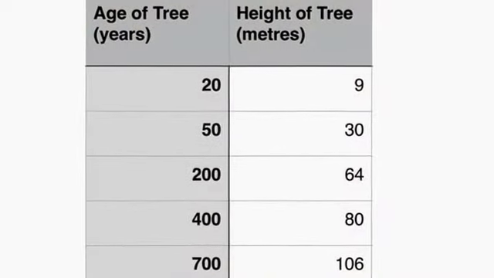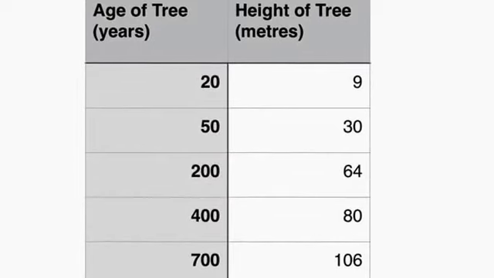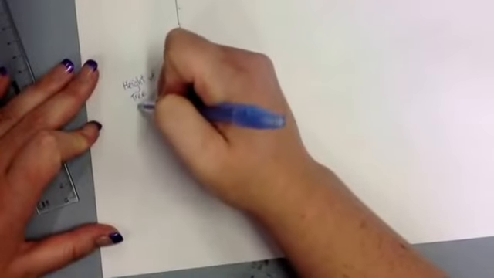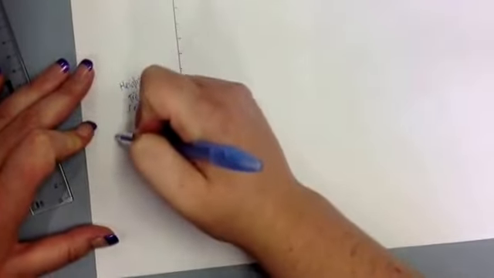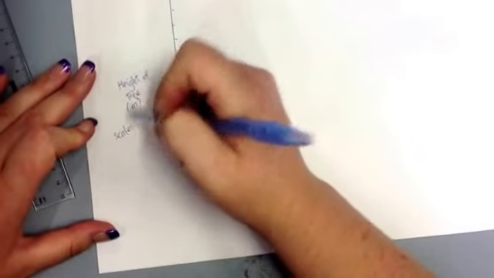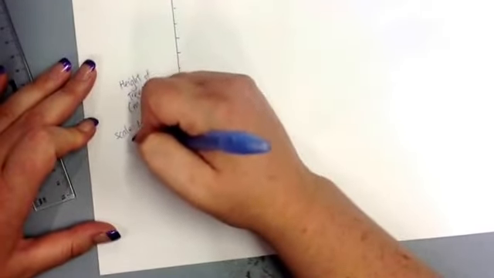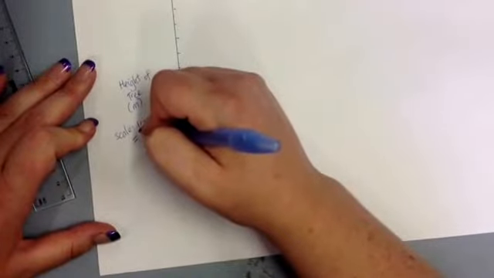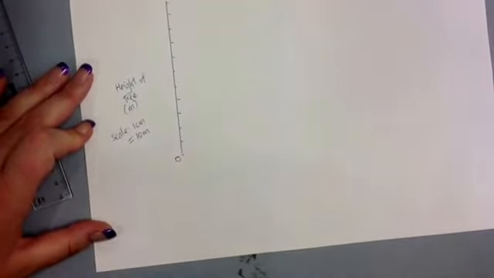So now we create our own scale. The highest number on the y-axis is 106, so I'm going to round that up to 110 so it's easier to create. Remember, the y-axis is the height of the tree in meters. My scale will be 1 centimetre equals 10 metres.